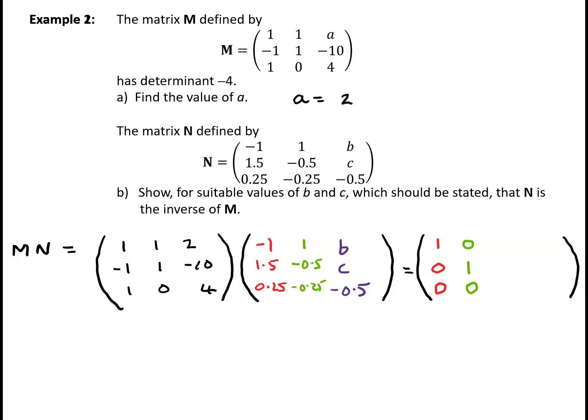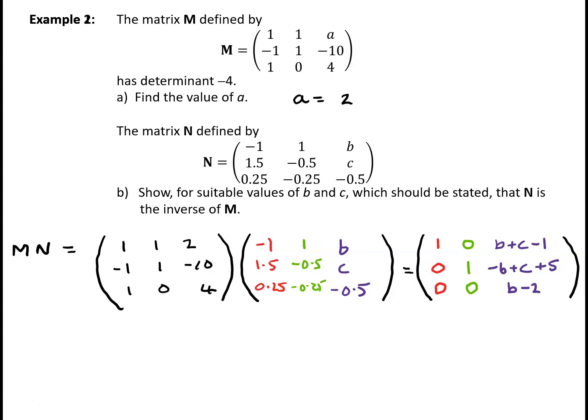And for the final column, the top entry is going to be 1 times b plus 1 times c plus 2 times minus a half. In other words, I've got b plus c minus 1. The middle entry is going to be minus 1 times b plus 1 times c plus minus 10 times minus 0.5. So that's minus b plus c plus 5. And then the final entry is going to be 1 times b plus 0 times c plus 4 times minus 0.5, which is going to be b minus 2.